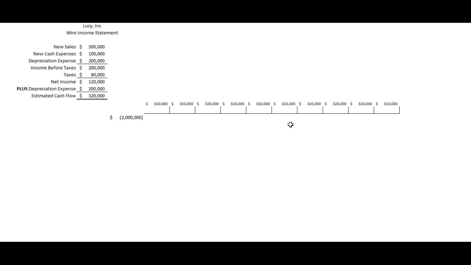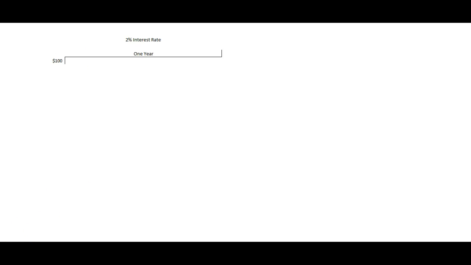A better way to do this would be to find the value today of these future dollars and compare them to what it costs to get them. And what do I mean by the value today? What I mean is the present value. So let me tell you another story. My ex-brother-in-law owes me $100. He says, Russ, I can pay you $100 today, or I can pay you $100 a year from now.